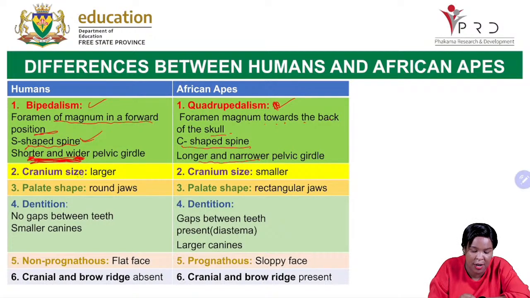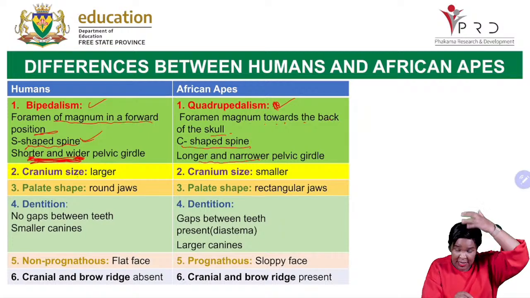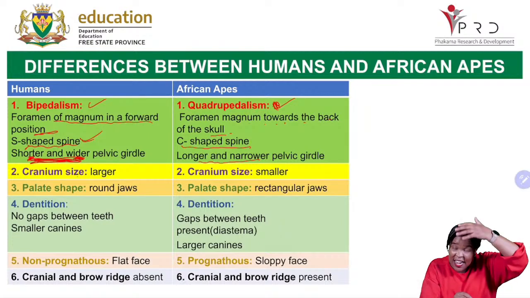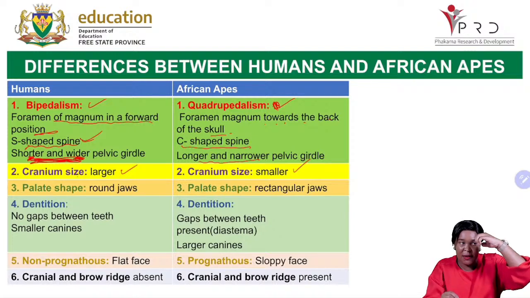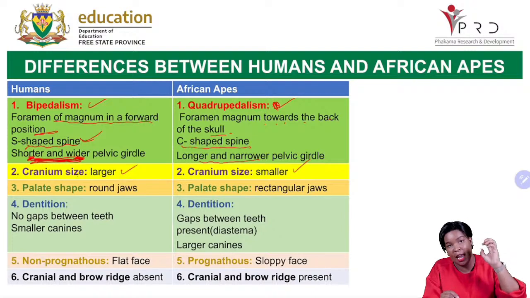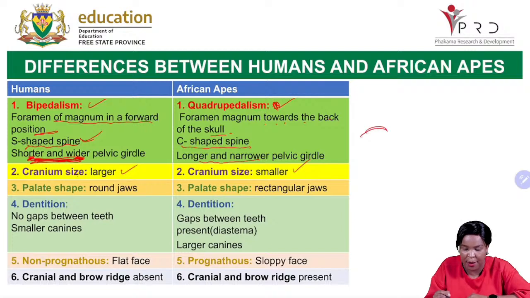Then let us look at the cranium size. The cranium size is this part of the skull, not the whole skull, just the cranium of the skull is larger, whereas the cranium size of the African ape is small. Remember, the cranium size is that type of the top of the skull, the cranium.